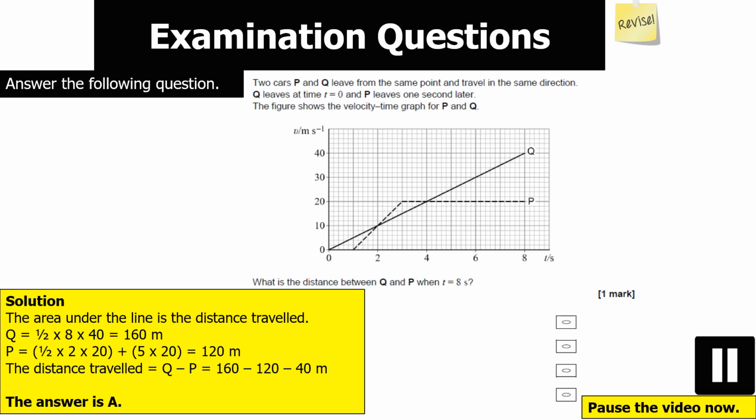Right, so the area under the line of this graph is the distance travelled. So you can work out the area for Q, which is a half times by 8 times by 40, that right angle triangle, so it's 160 metres, and P is equal to a half times by 2 times by 20, that right angle triangle, plus 5 times by 20, the rectangle, which is going to be 120 metres. Now the distance between the two is the difference in the distances, so it's 160 minus 120, which is equal to 40 metres, so our answer is A.